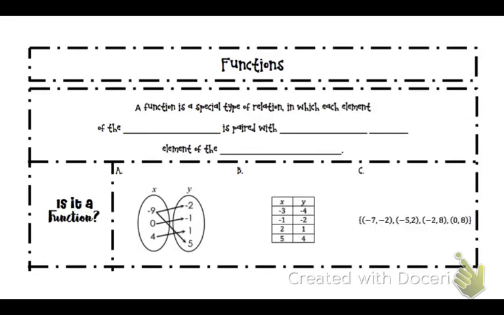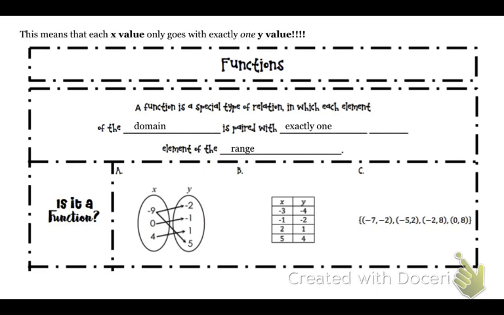Okay, now let's get a little bit more into functions. So a function is a special type of relation in which each element of the domain is paired with exactly one element of the range. This means that each x value goes with exactly one y value. An x value cannot go to two y values. Okay?